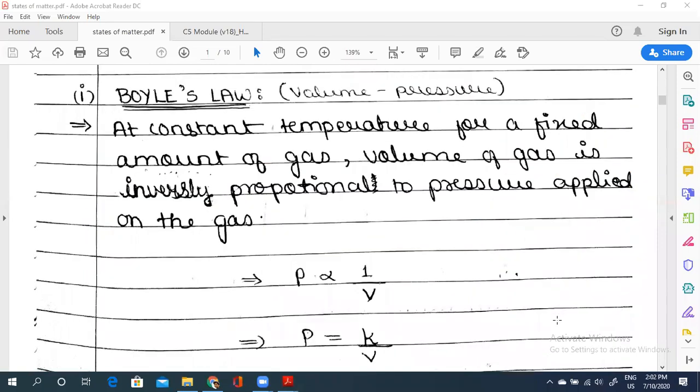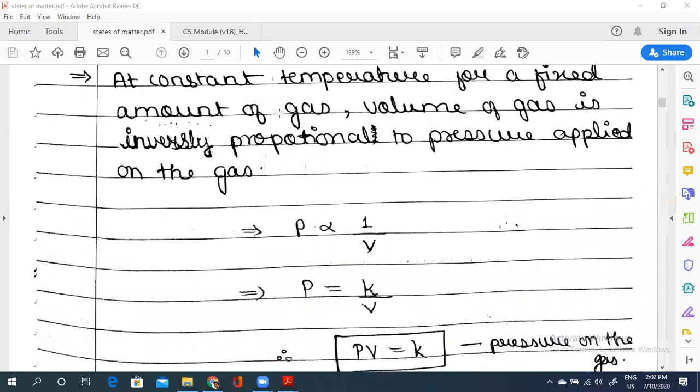Pressure is inversely proportional to volume, and this pressure is your external pressure. So I can say that PV is equal to constant. This is your Boyle's law, keeping temperature and number of moles constant. So you can use this law only when temperature and number of moles are constant. Never get confused. Does anyone have any issue with Boyle's law? Everyone understood?